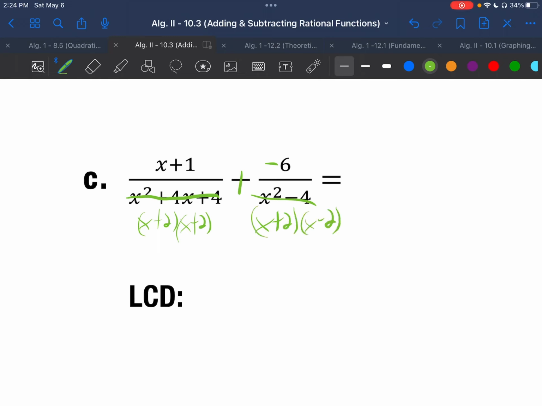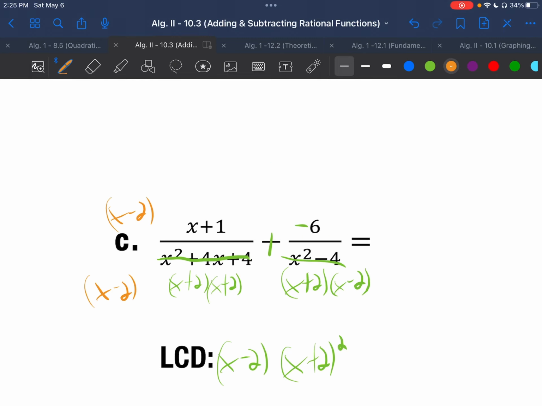So our least common denominator is going to be x minus 2, because there's one of them, and x plus 2 squared, because there's two of them. Fraction on the left has both x plus 2's, but is missing the x minus 2. And I'm going to multiply that out here off to the side. I'm going to show that.